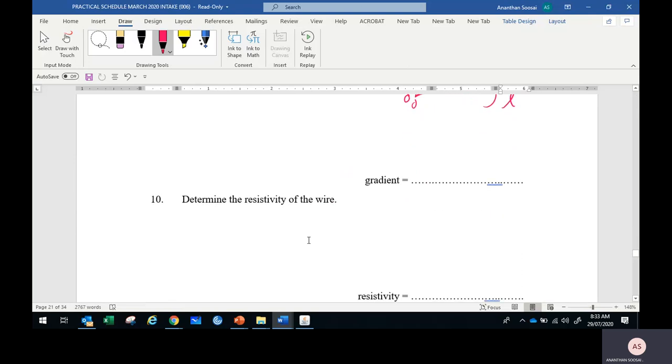Okay, get the gradient and determine the resistivity of the wire. I told you the value that day. I think you can check from the net also. The resistivity of the constantan wire. How much is the constantan resistivity? Check from the net. What did you get? Resistivity of constantan wire, 4 point something times 10 to the power of negative 8, right? Anyone? What do you get for your practical? 4.9 times 10 to the power of... 49. Oh, just 10. So 49 now.